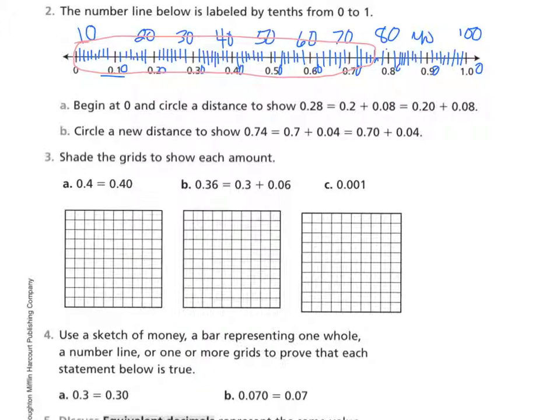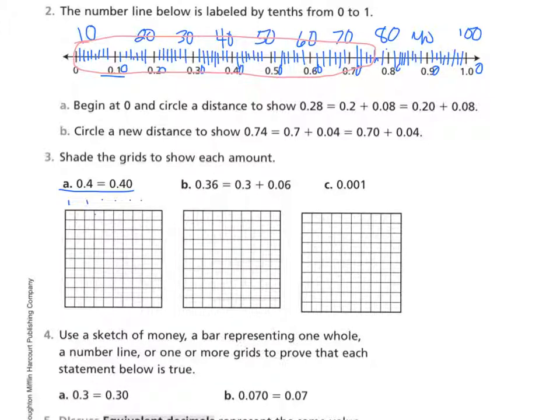Now let's take a look at number 3. I'm going to do 3A for you and ask you to do B and C on your own when I'm finished. 3A is asking you to shade the grid below to show 40 hundredths. And you'll recognize this is a hundredths grid, and there are 10 equal columns here, 10 of them, and there are 10 boxes in each one, so it's a total of 100.